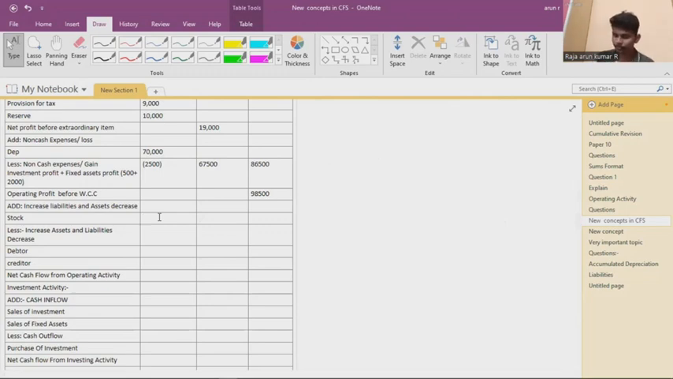Okay, 30,000. Then debtors 2 lakh, it will be less, 2,45,000. Then creditor also less, 34,000. The total of this: 30,000 minus 2 lakh 45,000 minus 34,000, we get a total of less than 2,49,000. Okay.